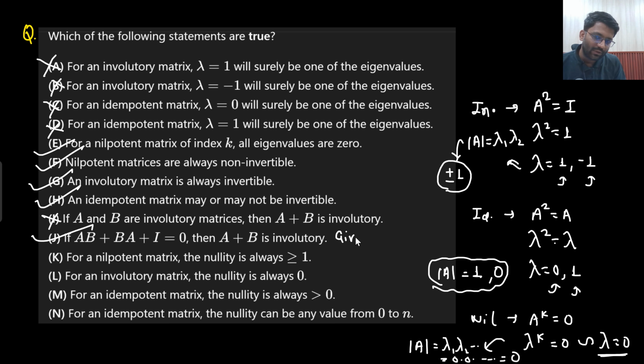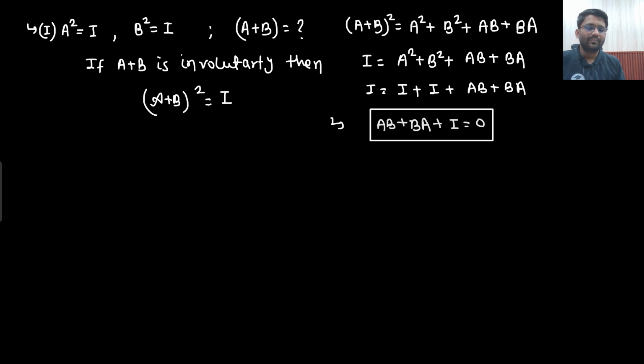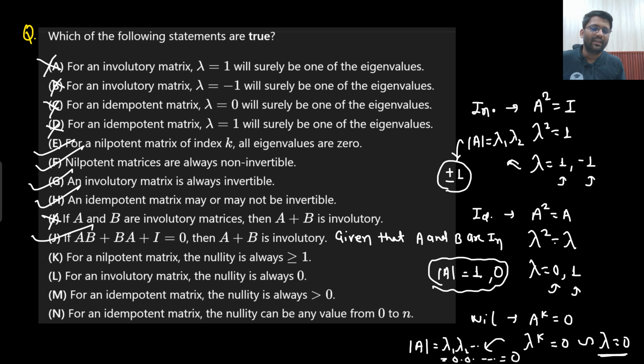Here also it is given that A and B are involutory. This condition should be given, no? So the scenario is that A and B are given involutory. That means A square equals I, B square equals I. Now you need to comment on A plus B. So you did the square. These kind of questions we have seen in basics. In the similar manner we are solving. You did the square. Then what are you getting? AB plus BA plus I. I have assumed that A plus B is involutory. Then what is the condition I am getting? This condition I am getting. So if this condition is satisfied, then it will be involutory. Otherwise it will not be involutory.